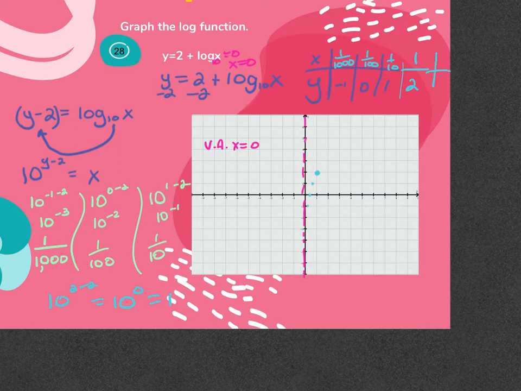I can even go one further and plug in 3, and I'd get 10 to the 3 minus 2, 10 to the first, which is 10. So 10, 3 is my next point. And then I see this start to turn.